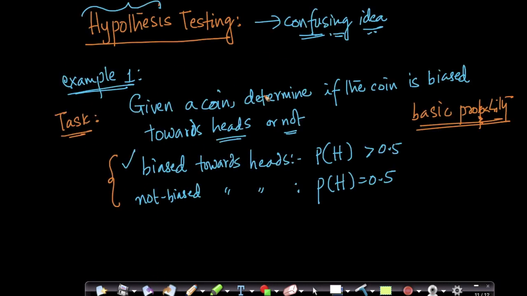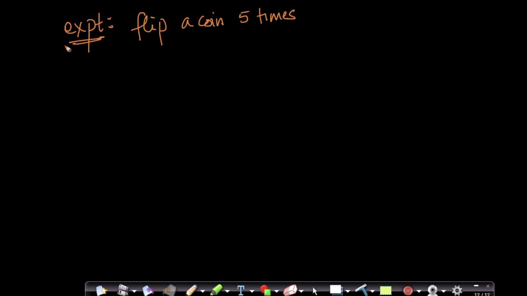So the first part of this task is I'll design an experiment. Let's assume my experiment is to flip a coin 5 times. This is the experiment that I'm designing, right? As a stats guy, my job is to design this experiment. I'll flip a coin 5 times and I count the number of heads. This is what I define as my experiment.